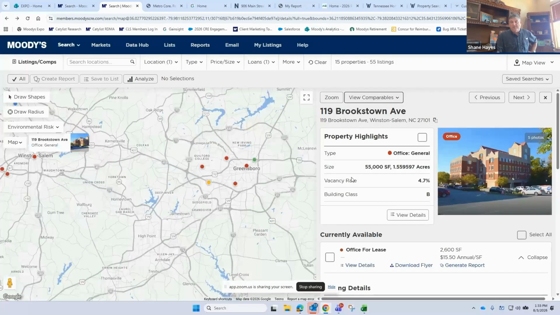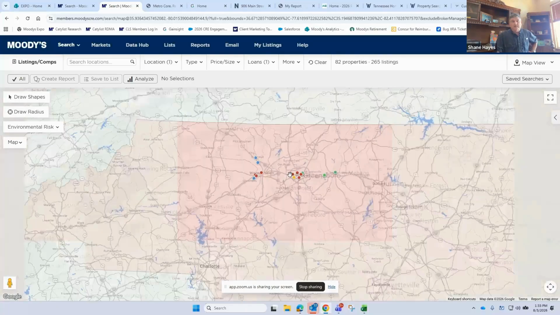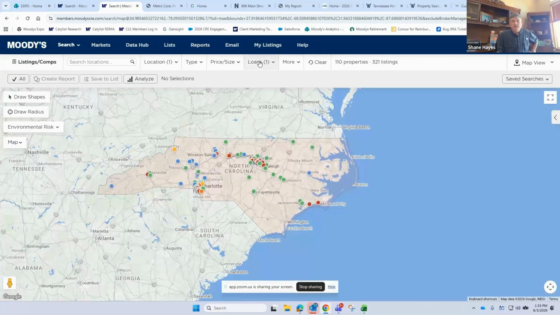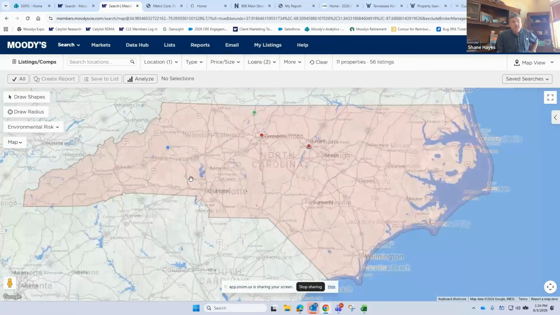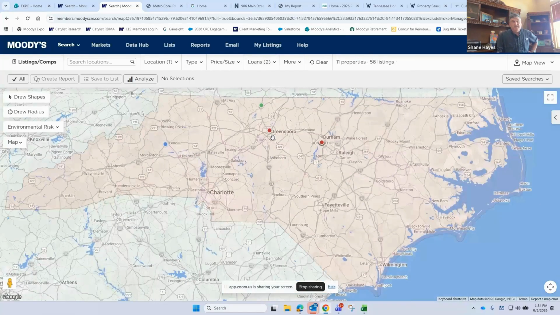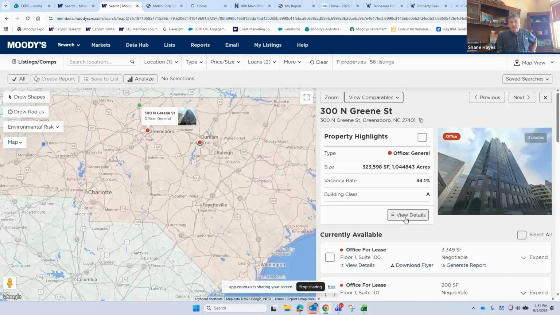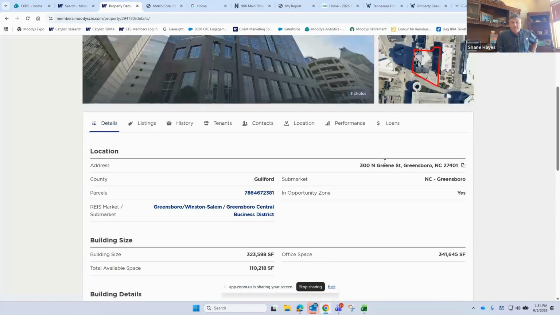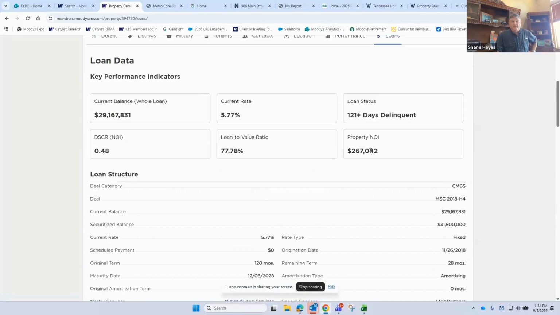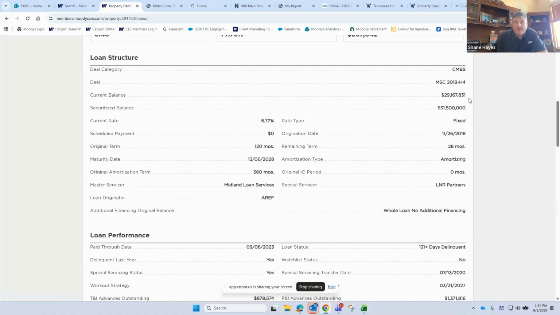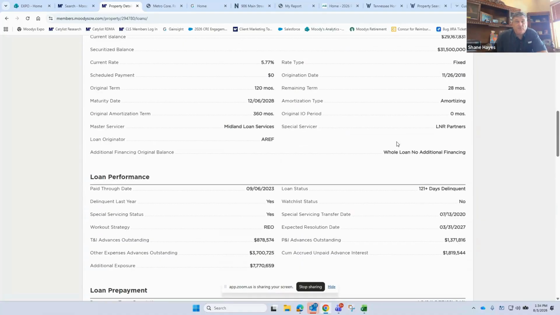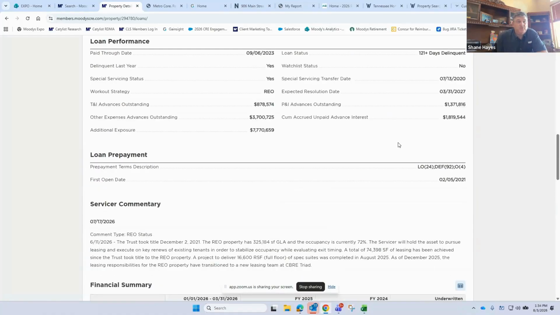Now, for a broker, where this might be valuable for you is to scroll out to the state, and under loans, you can actually look to see who's 90 days or more delinquent. And it's going to show you that. Not a lot, so that's good. You can go in and select one of these, and then again, you have to go to view details, and then you go to the loans tab. It's going to show you these guys are 121 days past their last payment, and what their current balance is.